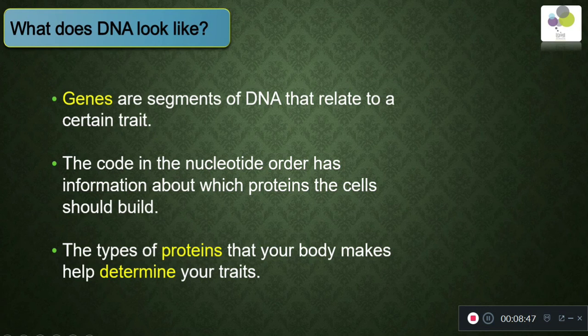The presence or the absence of this protein determines which trait you have. Okay, so all of your traits are stored in the DNA, and each part of the DNA is called a gene, and each gene has a structure or order or code to make a certain kind of protein that determines your trait.